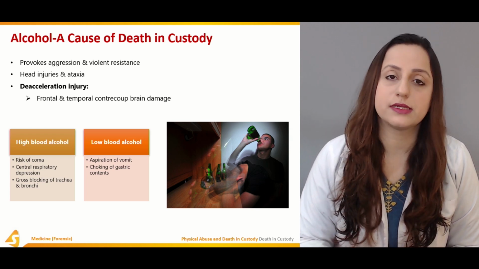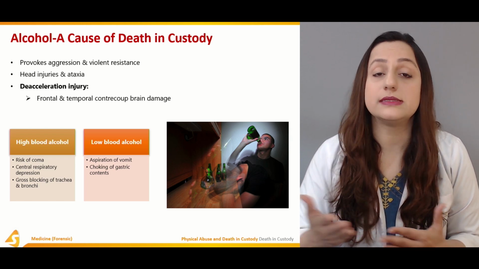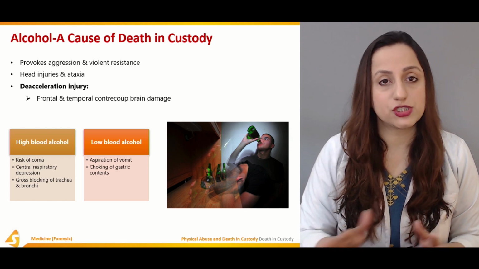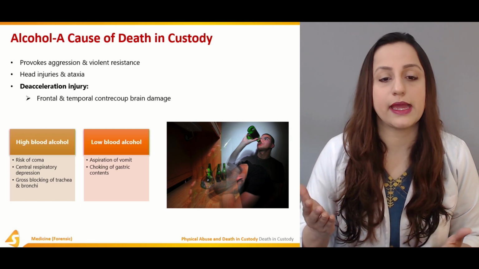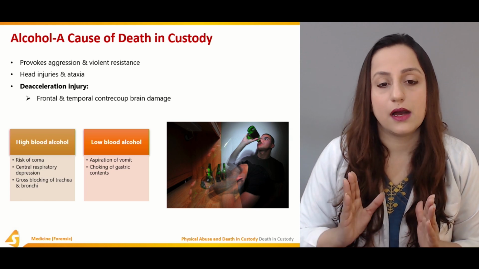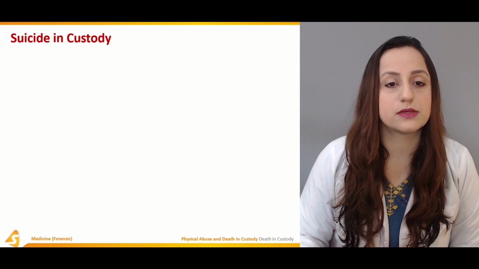Choking on the gastric contents is also one of the leading causes. That is basically choking on the vomitus. So if the person is in an unconscious state, he can aspirate vomitus, or he can basically choke on the gastric contents. These are the leading causes with low blood alcohol content. So that is basically how it occurs.